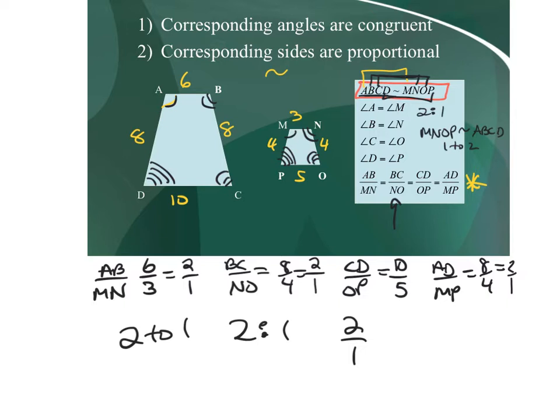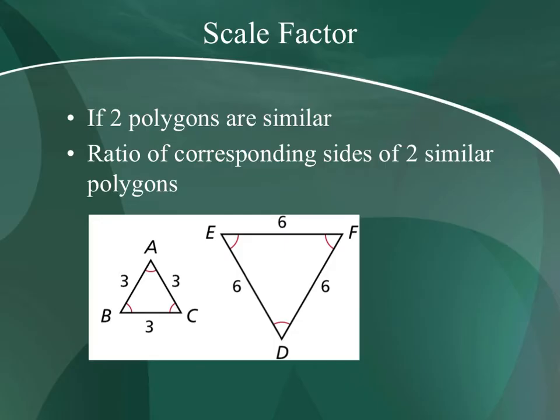So what you're going to need to do is write your scale factor as a fraction, because that's how we're going to be finding the missing sides. All right. So now the next slide talks about the scale factor. If two polygons are similar, the ratio of the corresponding sides of two similar polygons becomes the scale factor. And again, the order that they're asking you to list the scale factor is based on the letters. And again, the scale factor is going to be the simplified ratio. Always simplify it.